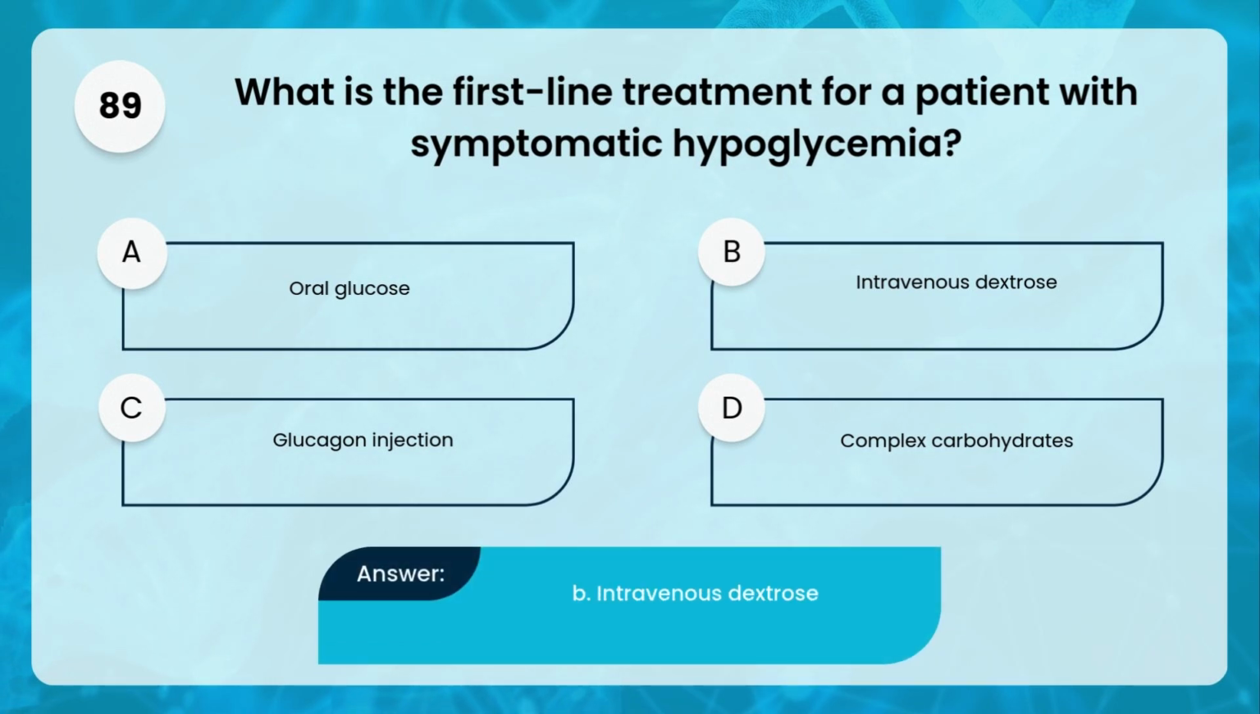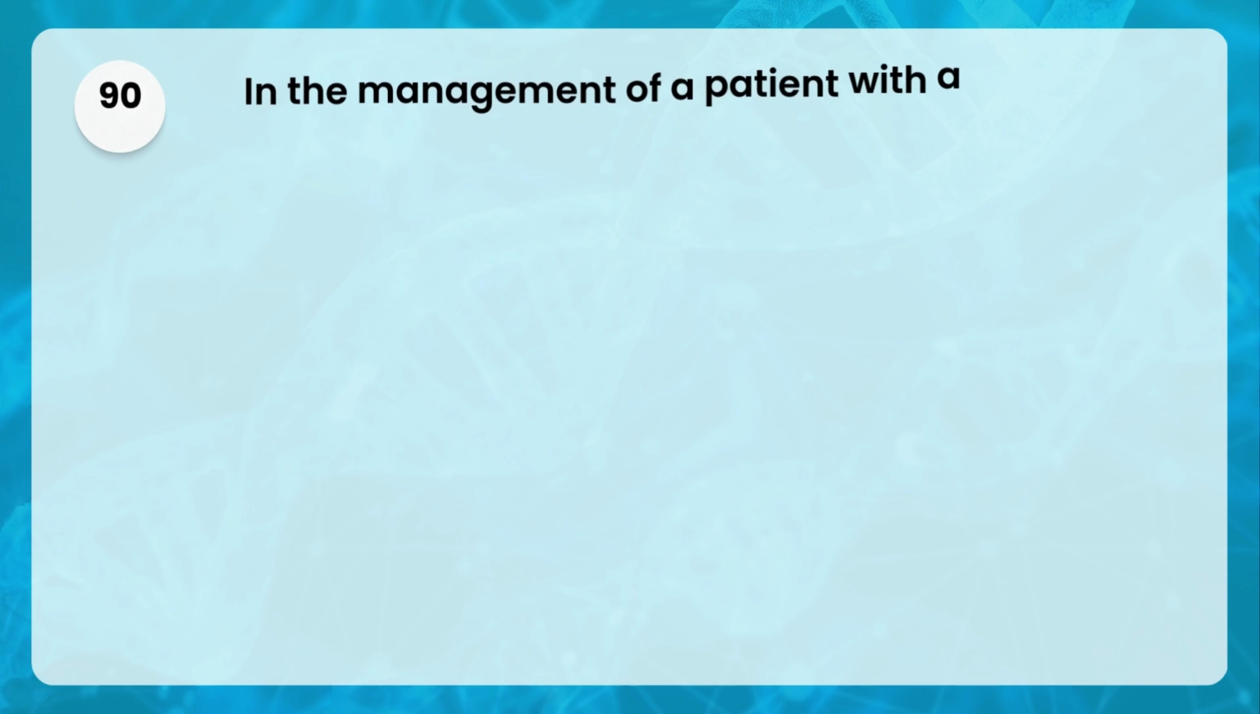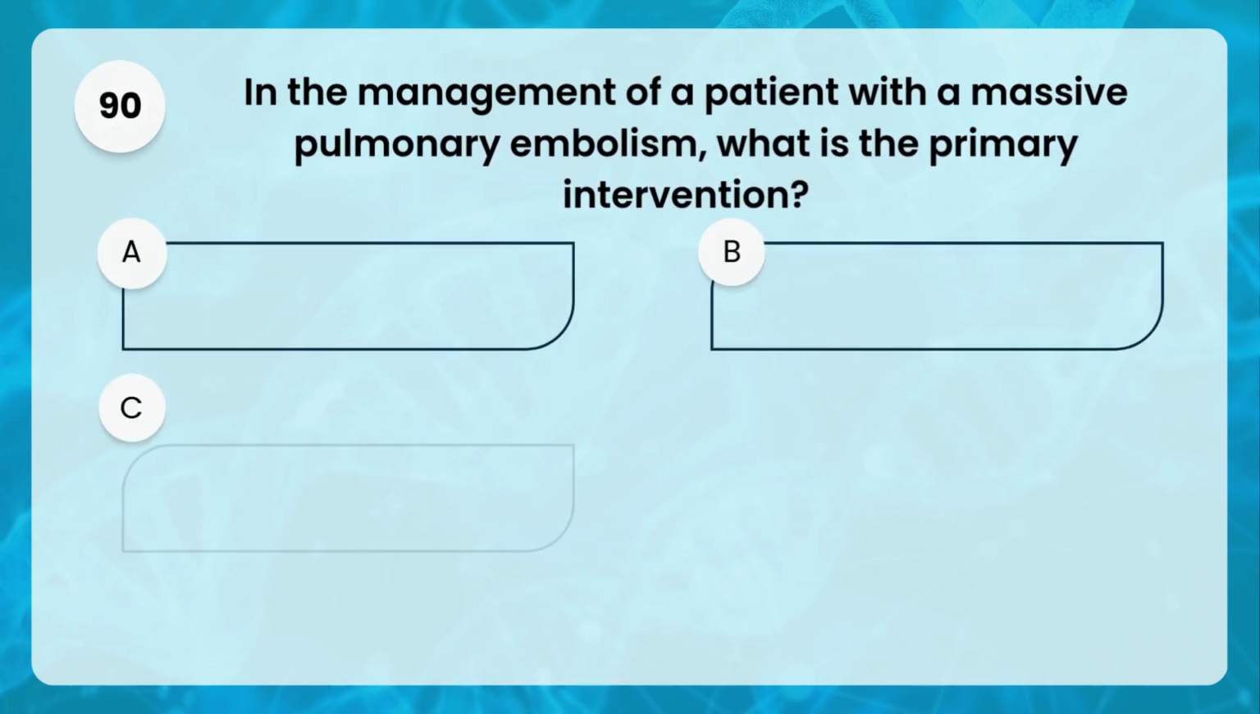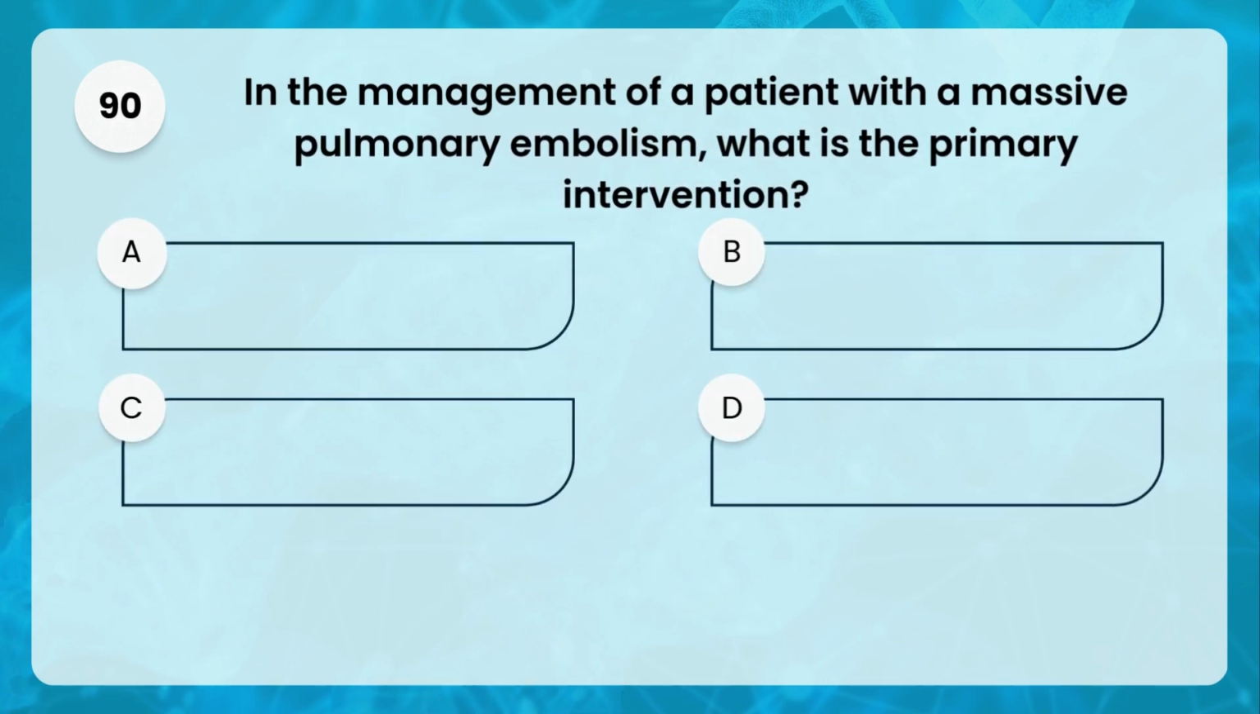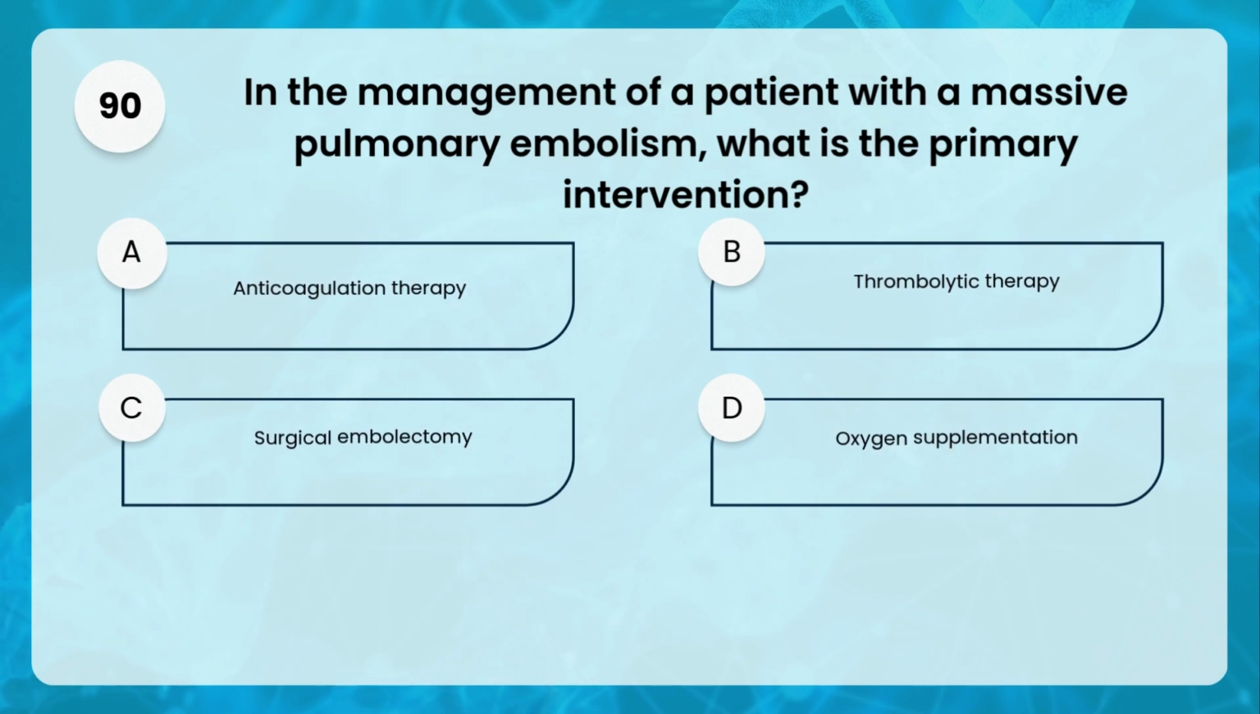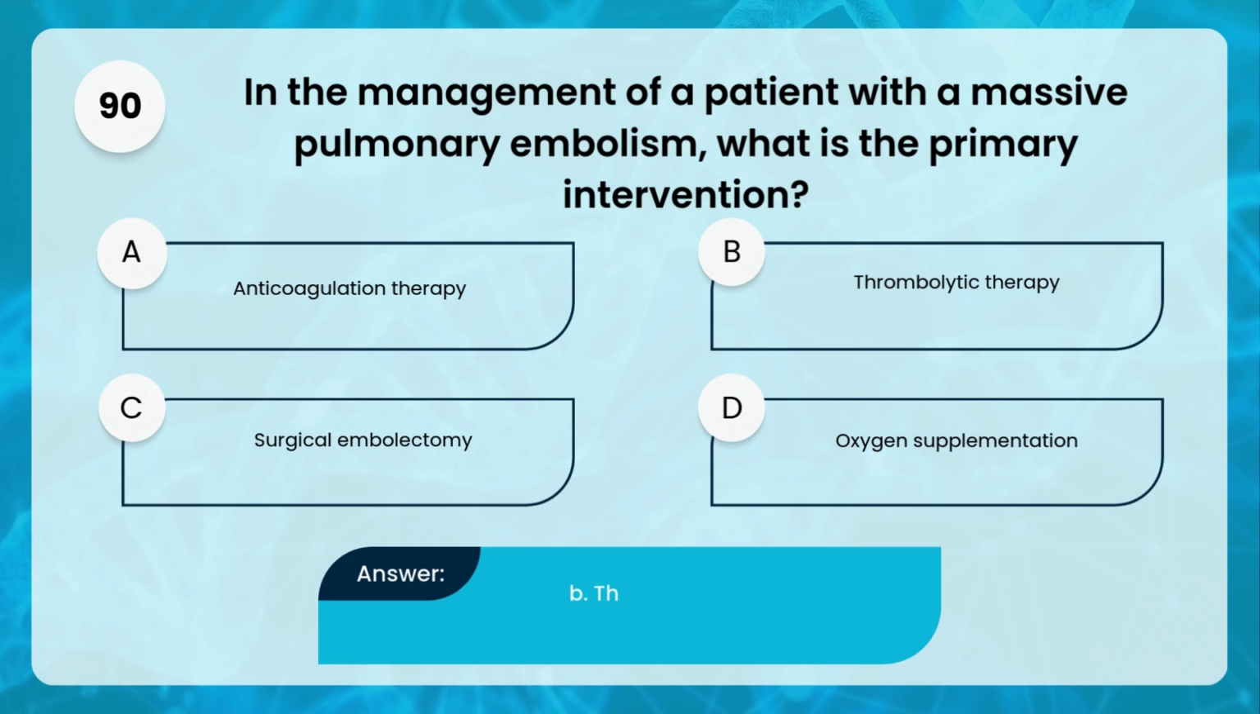Intravenous dextrose. 90. In the management of a patient with a massive pulmonary embolism, what is the primary intervention? A. Anticoagulant therapy. B. Thrombolytic therapy. C. Surgical embolectomy. Or D. Oxygen supplementation. The answer is B.